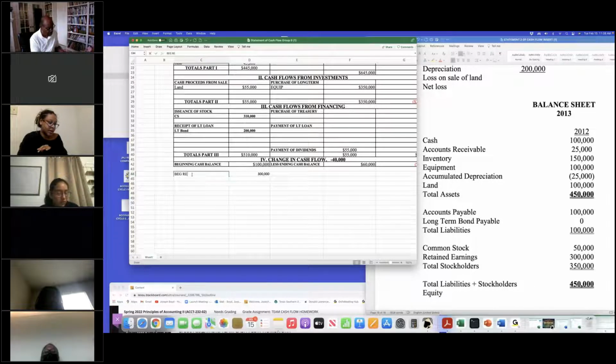And then next is our accounts receivable. Well, no, I'm still working on the dividends. Oh, you're still doing the dividends. Yeah, so what do we need next? The net loss. The net loss is 45,000. So that's going to be a minus 45,000 since it's a loss.